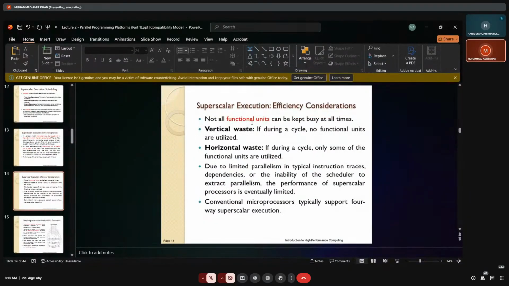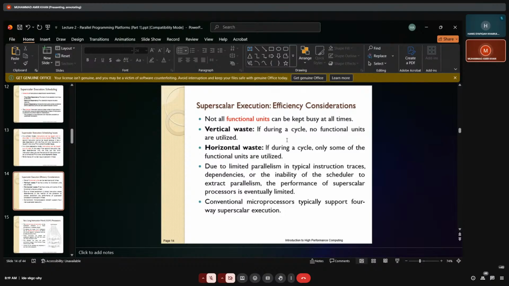So not all function units can be kept busy all the time. Definitely, all functions cannot be busy. Sometimes it's busy, but normally not, like a washer and dryer, sometimes it will be free. So we have some type of waste. Vertical waste: if during a cycle no function units are utilized. Horizontal waste: if during a cycle only some of the function units are utilized.